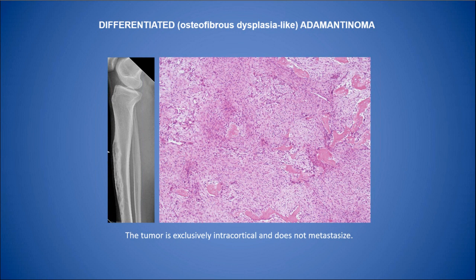If you do a cytokeratin stain on an intracortical lesion and you see only isolated cells, you can clearly and confidently call it osteofibrous dysplasia. But if you do see clusters, or you can identify them on H&E, then you have to call it differentiated adamantinoma. These tumors have a very good prognosis and they do not metastasize, and they may probably represent an intermediate stage between osteofibrous dysplasia and classic adamantinoma.